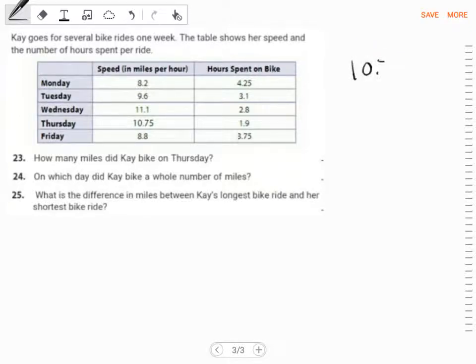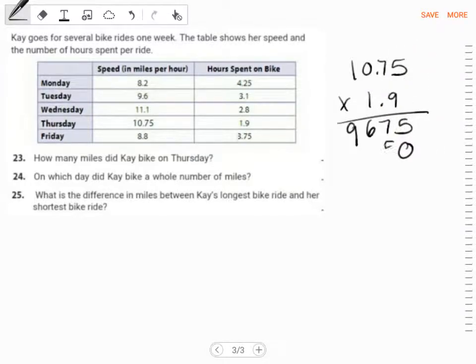So we have 10.75 times 1.9. 9 times 5 is going to give me 45. 9 times 7 is going to give me 63, plus 4 is 67. 9 times nothing gives me nothing, plus 6 is 6. 9 times 1 gives me 9. I'm going to go down to my next row. Got to put my placeholder. Do not forget your placeholder, please.